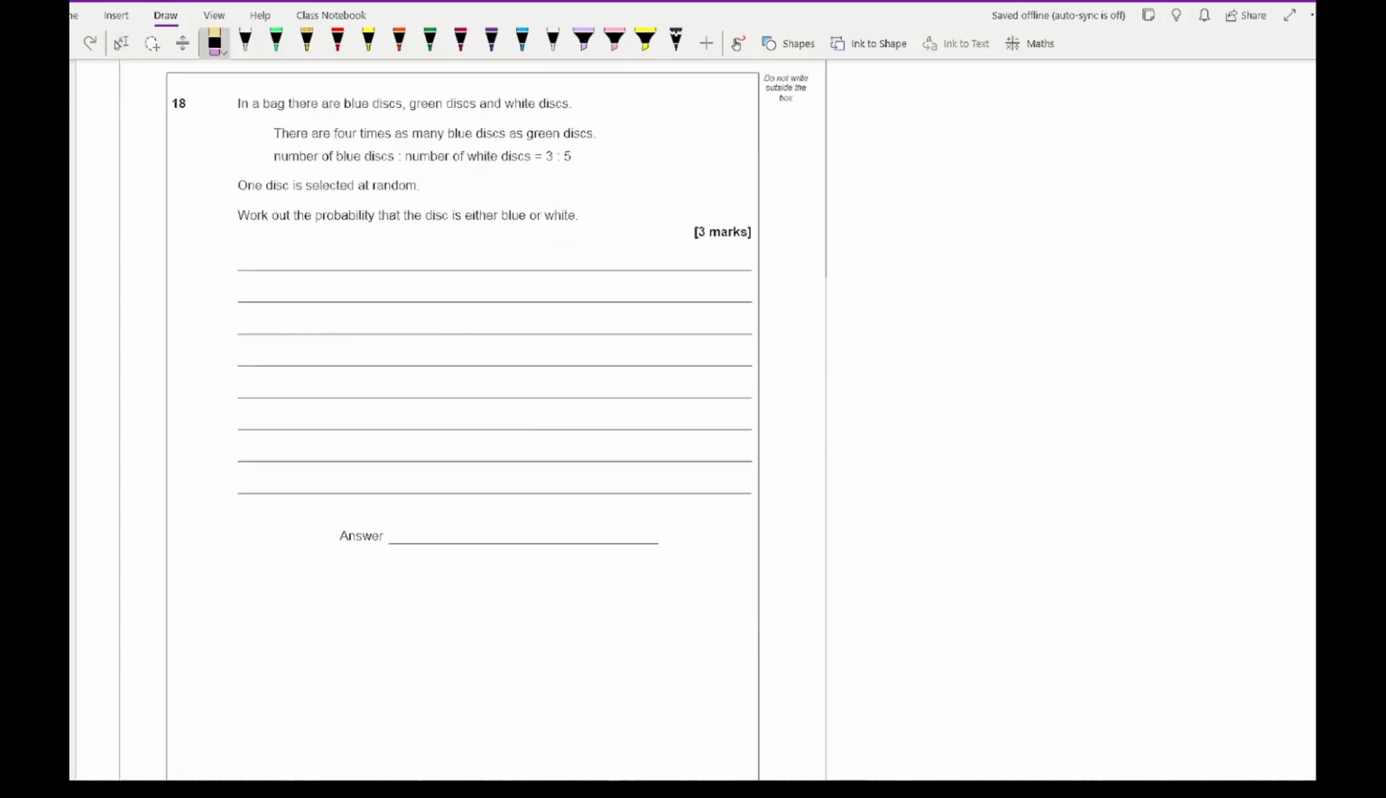Now looking at question 18, it says that in a bag there are blue discs, green discs and white discs, and there are 4 times as many blue discs as there are green discs, and the number of blue discs to white discs is in the ratio 3 to 5. One disc is selected at random. Work out the probability that the disc is either white or blue.